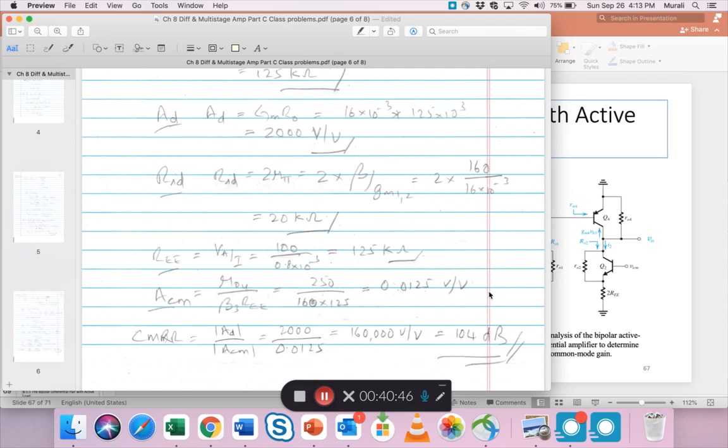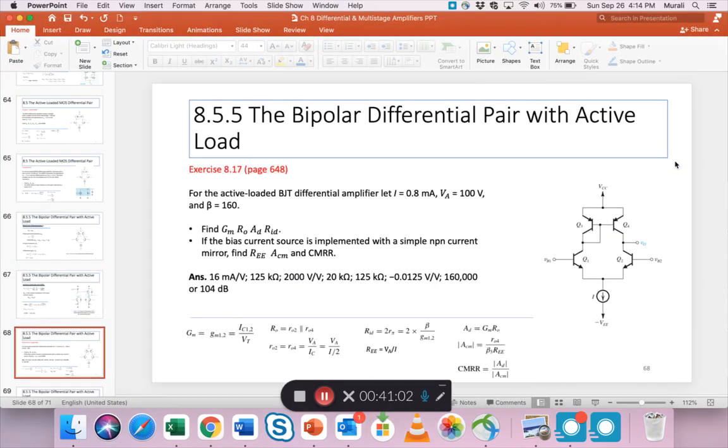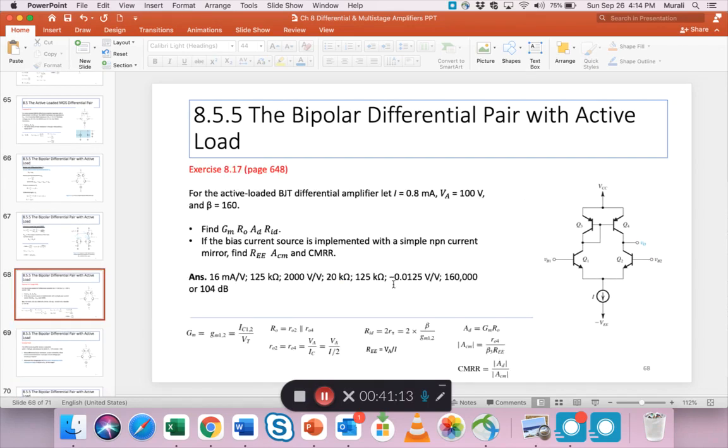So generally for BJT differentials, the CMRRs are even higher, like 100 dB and above. Okay. All right. So that was this problem on page 68. All the formulas are here. Here there is a negative sign for the ACM. Important.